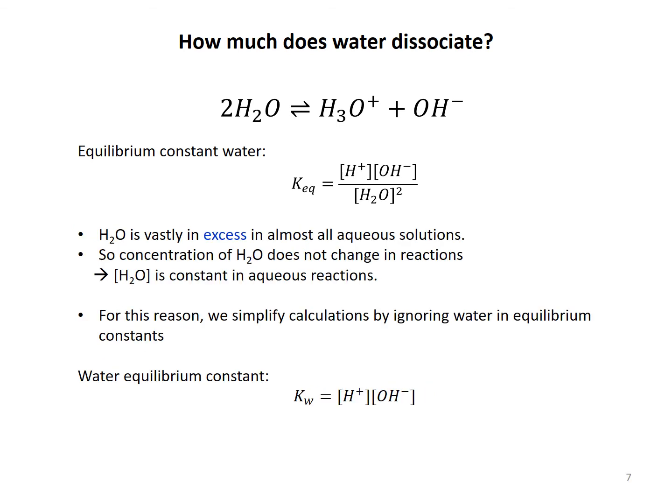But in practice, instead of using Keq, scientists use Kw, or the water equilibrium constant. That's because the water molecule is vastly in excess in almost all aqueous solutions, and therefore we can safely assume that the H2O is a constant. So by removing this part from the equation, it gives us Kw is equal to [H+] times [OH-]. Again, the H+ here refers to H3O+.